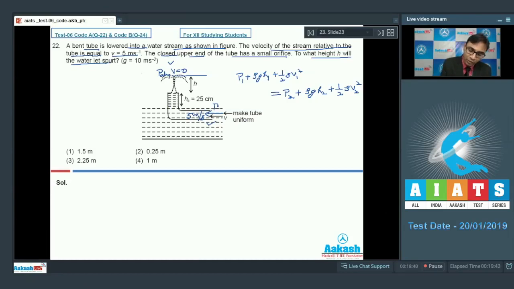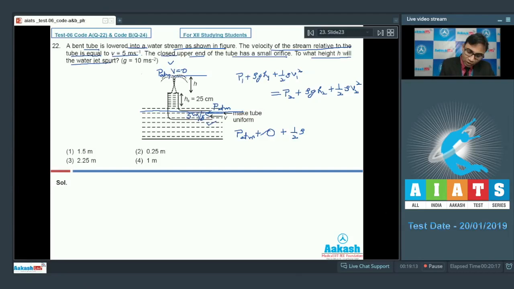So here also the pressure will be atmospheric pressure. So at both the ends, the pressure will be only due to the atmospheric pressure. So P1 and P2 both will be equal to P atmospheric. So if I put the values, we can write P atmospheric plus rho g h1. So if I take this one as a reference level, we can say that the height at 1 will be 0, plus half rho v1 square.